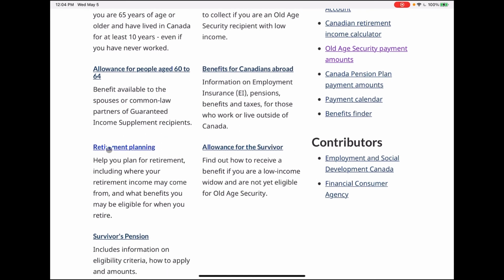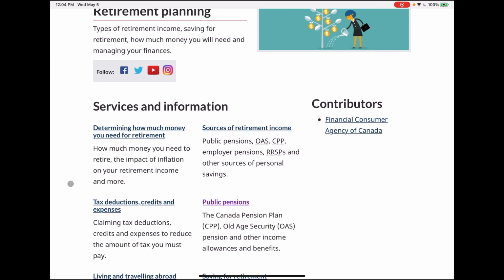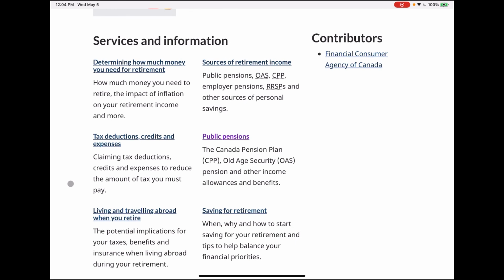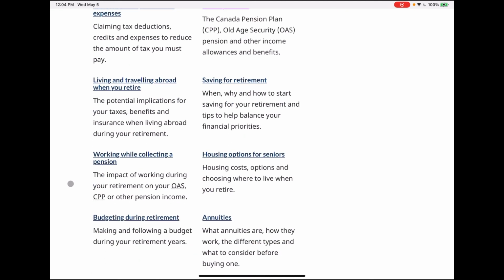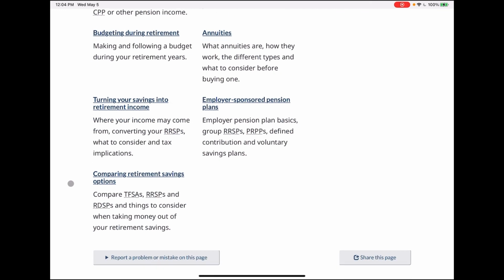They've even got stuff here on retirement planning, determining how much money you need, sources of retirement income, tax deductions, credits and expenses, living and traveling abroad when you retire, saving for retirement, housing options, working while collecting a pension, annuities. I mean, pretty well everything you need to know is here. Comparing retirement savings options, TFSAs, RRSPs, RDSPs.